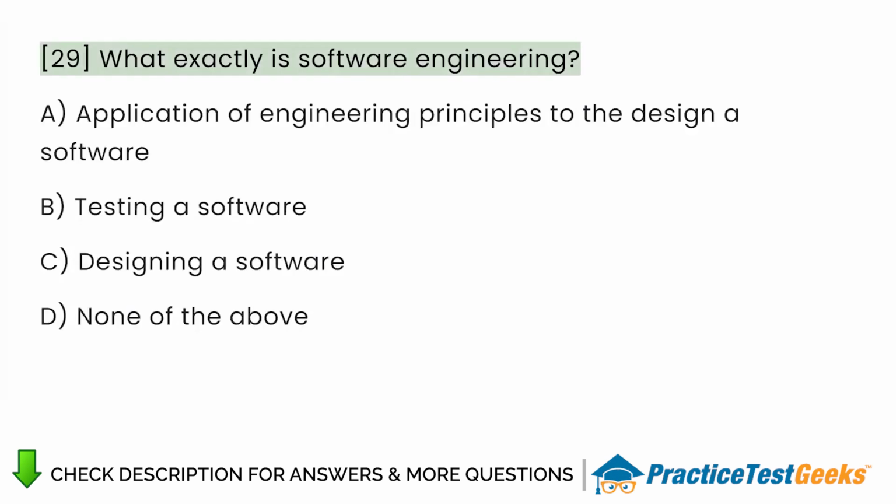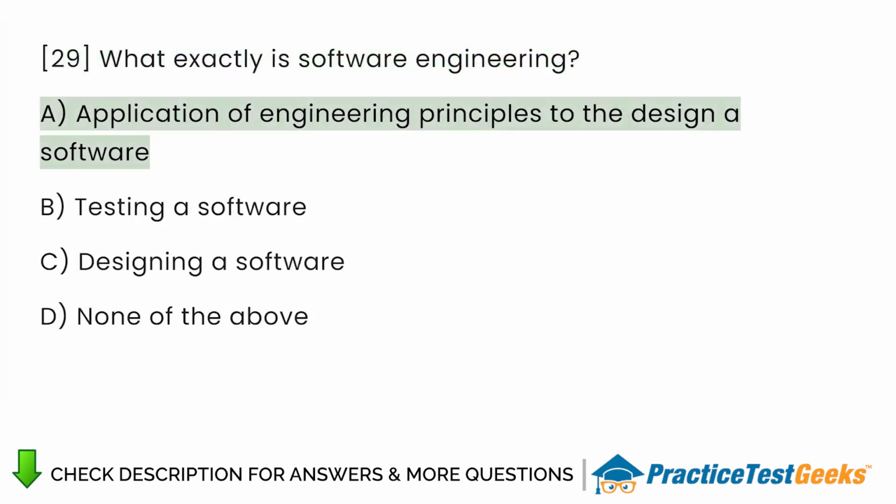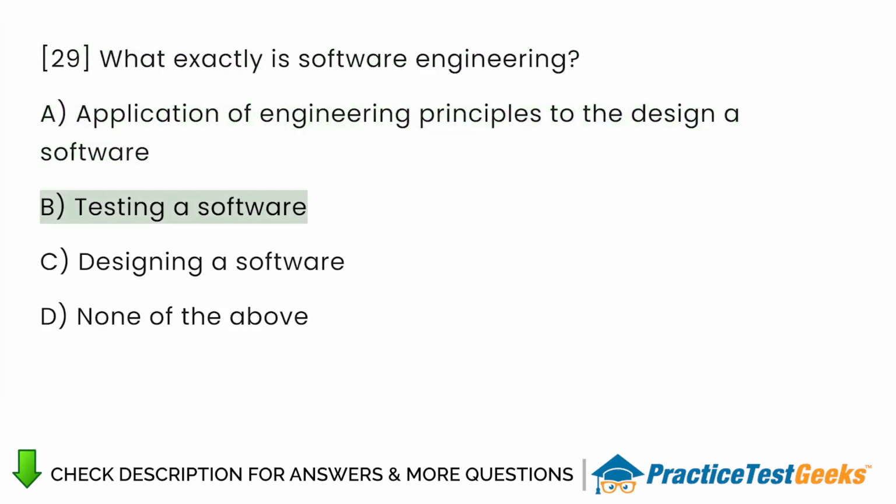What exactly is software engineering? A. Application of engineering principles to the design of software. B. Testing a software. C. Designing a software. D. None of the above.